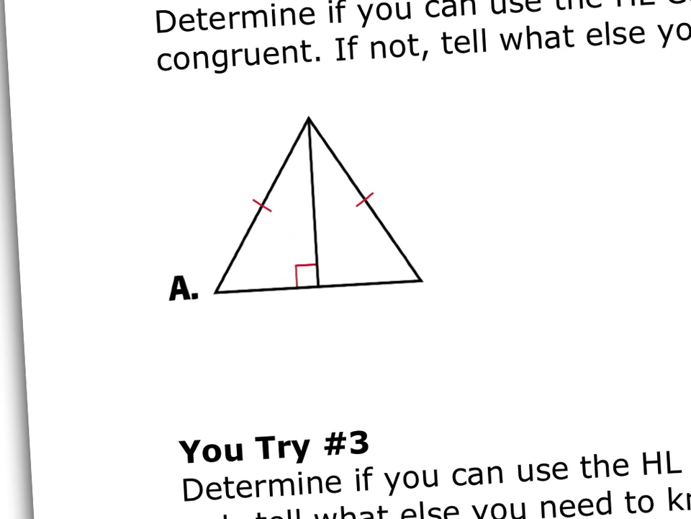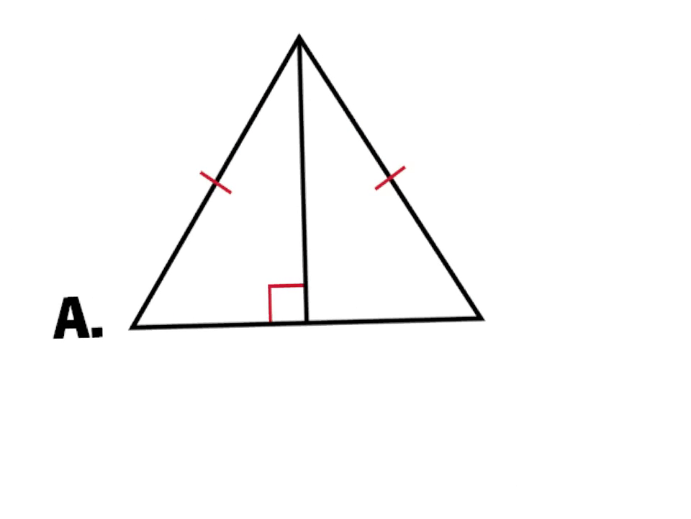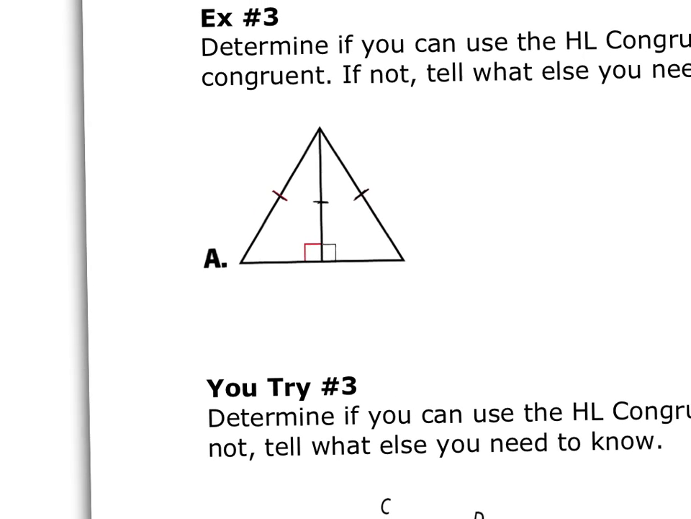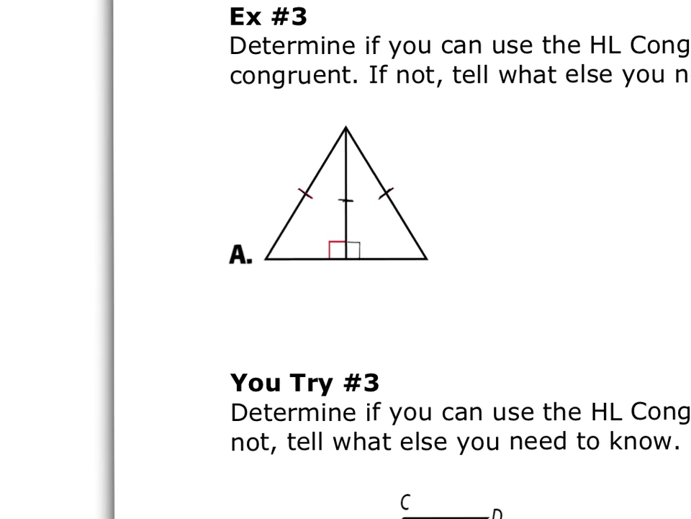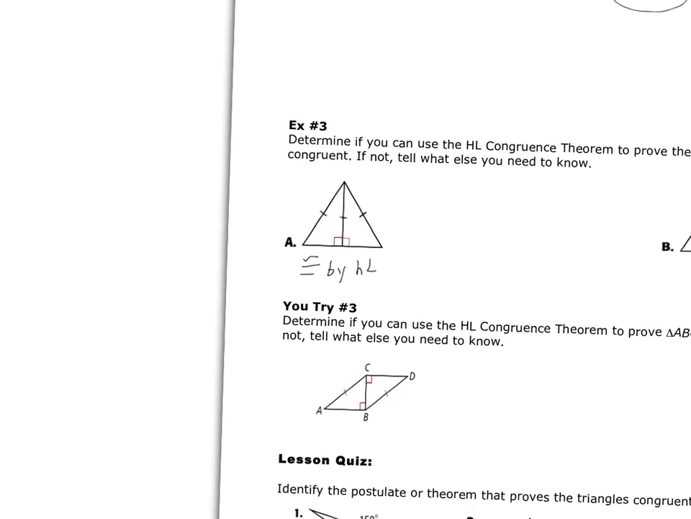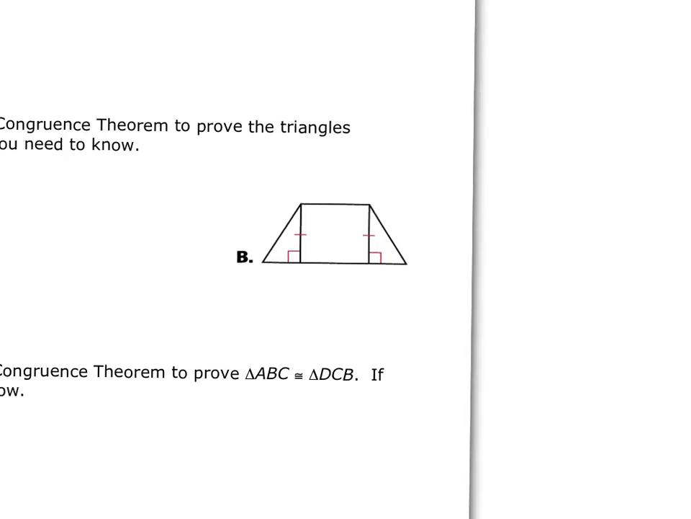On this first one, let's see what we have. We have two triangles that have right angles, which is great. We have two triangles that have congruent hypotenuses. And we also know that they have one congruent side because this side is congruent by the reflexive property. So since you have all three of those things, you have congruent by HL. Okay, let's try one more, and then we will be done.